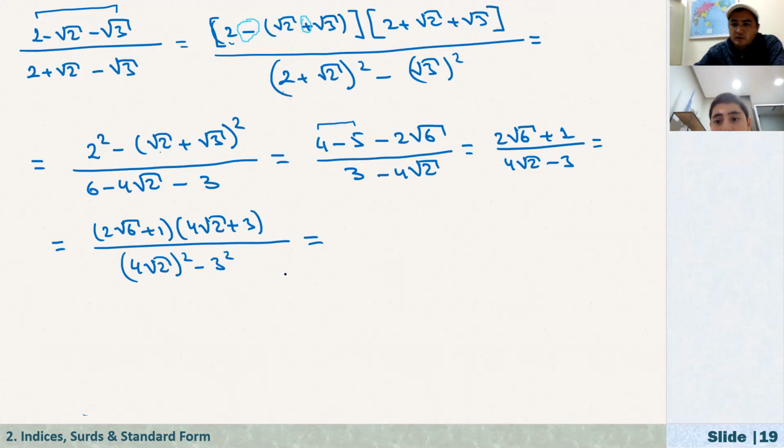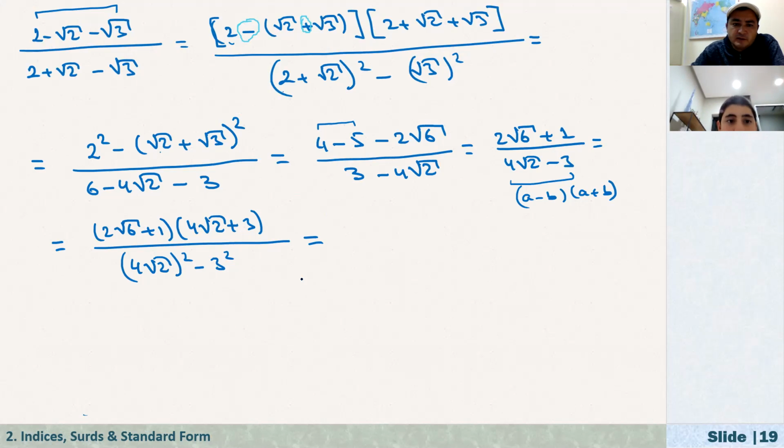Teacher, why do you have plus 3? No, because this one is minus, right? Yes, I multiplied by minus that. If we have a minus b, I should multiply this by a plus b, right? Yes. So that's why here we have 4 square root of 2 plus 3.